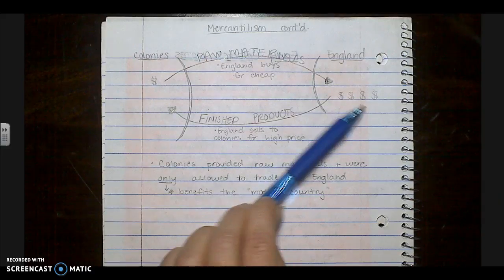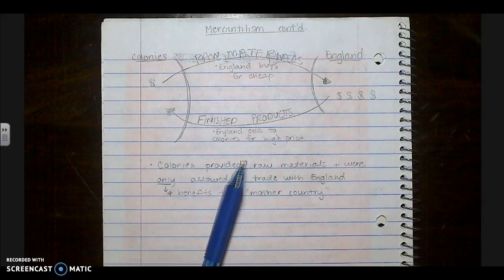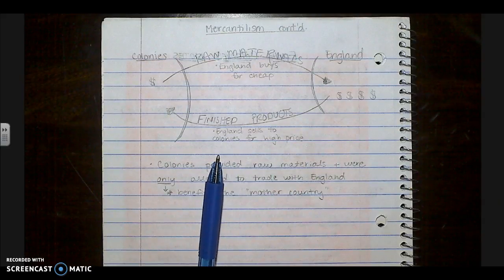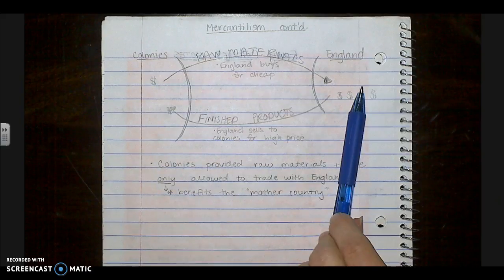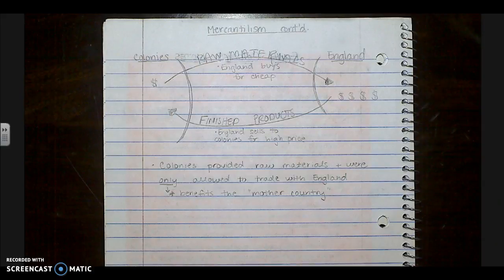So when you're studying for the quiz, just remember this drawing, and maybe draw it out for yourself a couple times again, just to remind yourself of the relationship here between the colonies and England for mercantilism. That's the review.